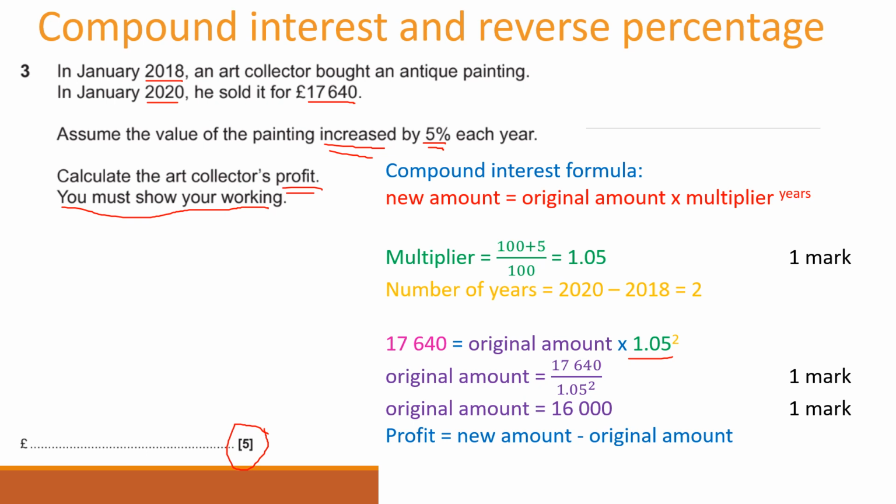Now we've got to work out the profit. The profit is the new amount, which is the 17,640, take away the original amount, which is the 16,000 that we've just calculated. So I've just got to subtract those two numbers from each other for a mark. And then the final mark comes from my answer of £1,640 for the final 5th mark. So you can see clearly where the marks are awarded within this question. Remember to make sure you write your answer on the dotted line where the pound sign is.